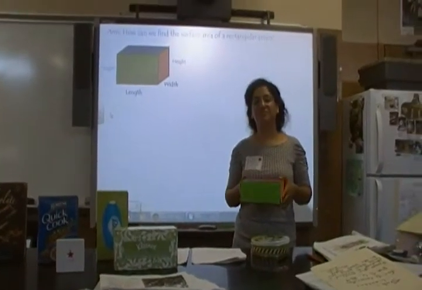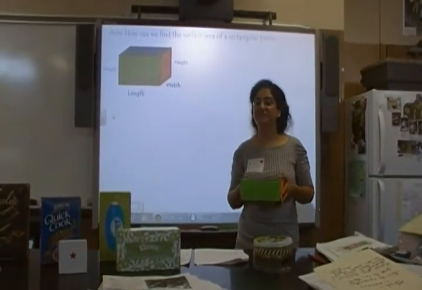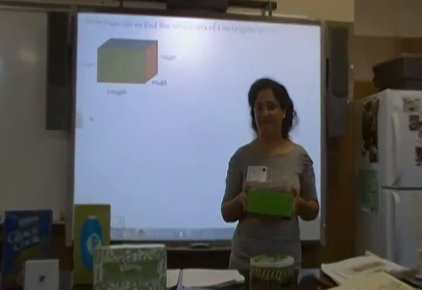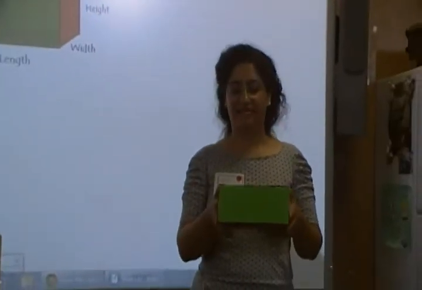Hi, today we'll be talking about how to find the surface area of a rectangular prism. What I'm holding in my hand is a rectangular prism. And we see these examples in our everyday life, in our classrooms, at our homes.